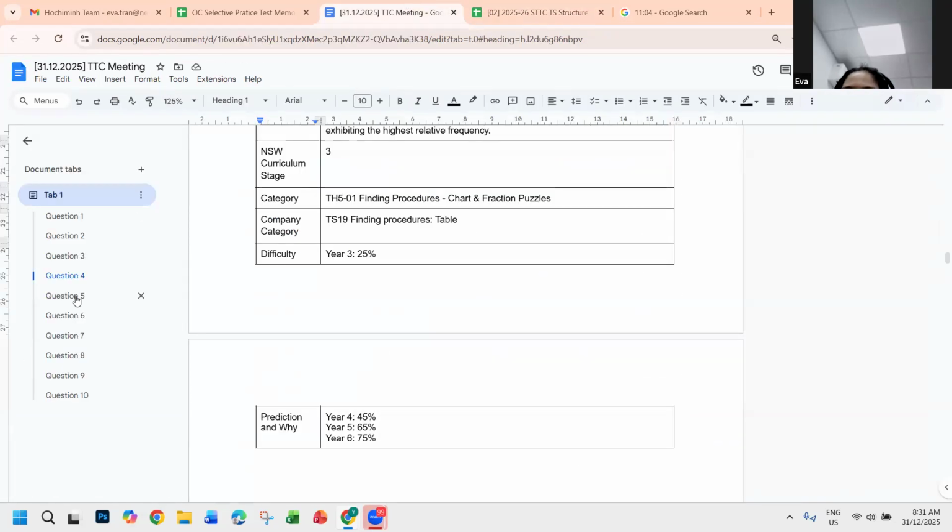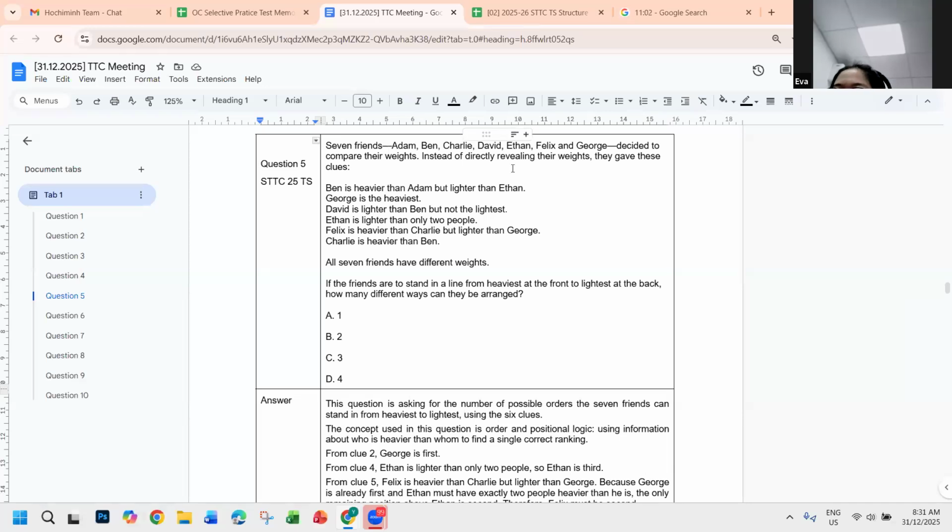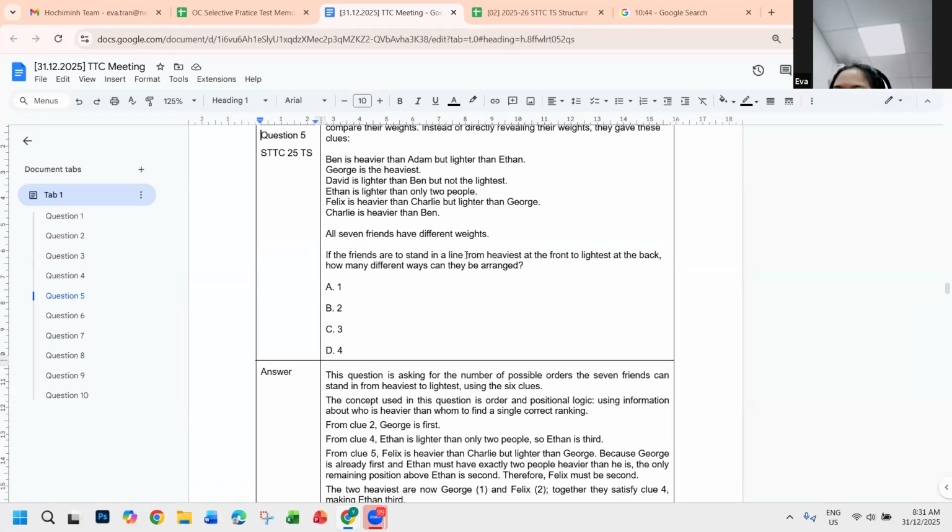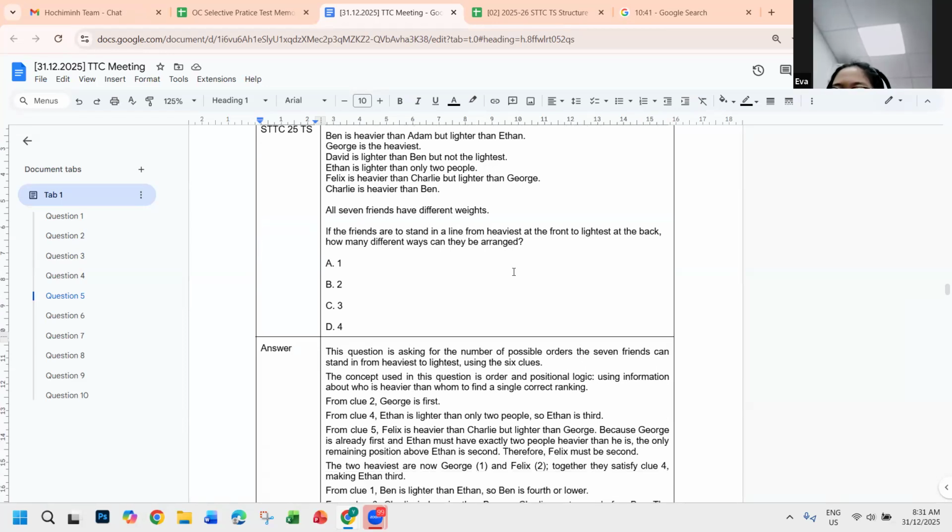We come to question number 5. There are 7 students who decide to compare their weight in stacks. So they get the following clues. And if the students stand in a line with the heaviest at the front up to the lightest at the back, how many different ways can they be arranged?